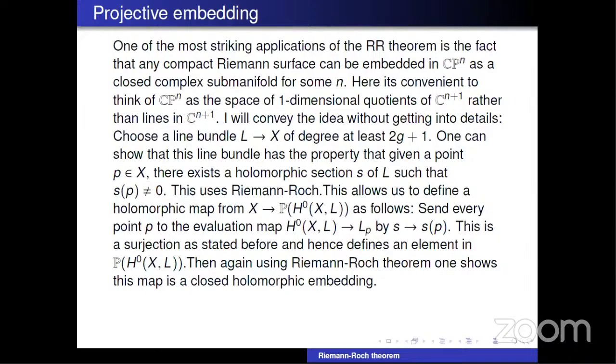So just send every point P to the one-dimensional quotient of H^0(X, L) defined by S goes to S evaluated at P. This is the map.